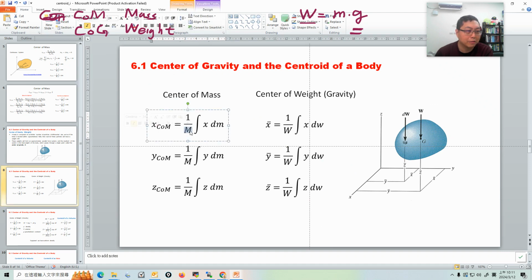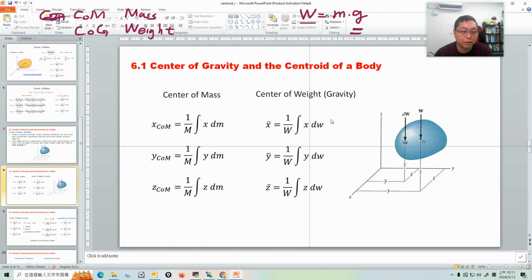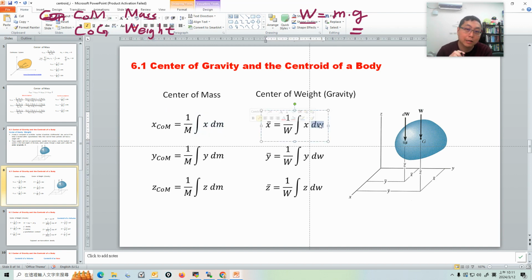So here is total mass, and we just switch to total weight. And here we integrate with respect to delta m, but in center of weight or center of gravity, we integrate with respect to delta W. And don't forget, W is equal to mass times gravity, so delta W just equals G times delta M, because G is a constant everywhere. So if we understand what the center of weight is, what's next?